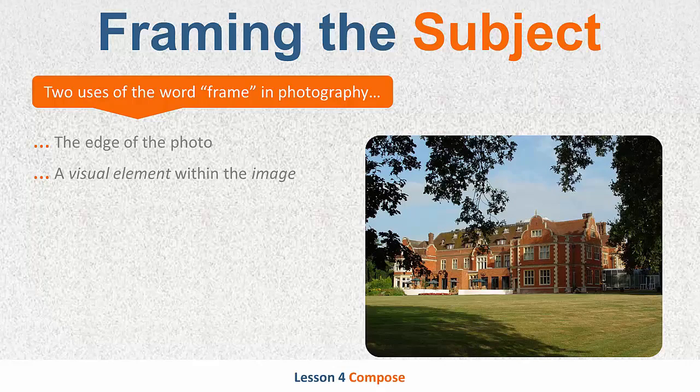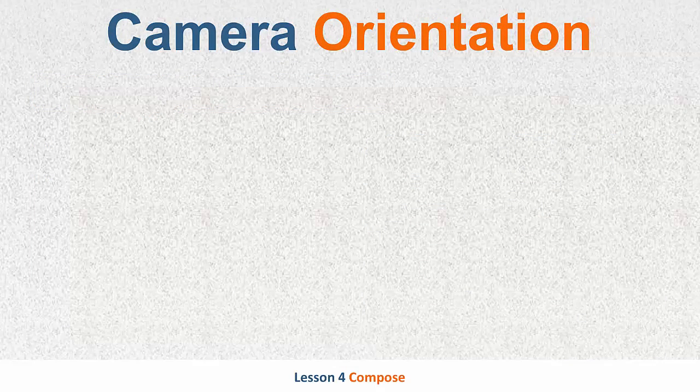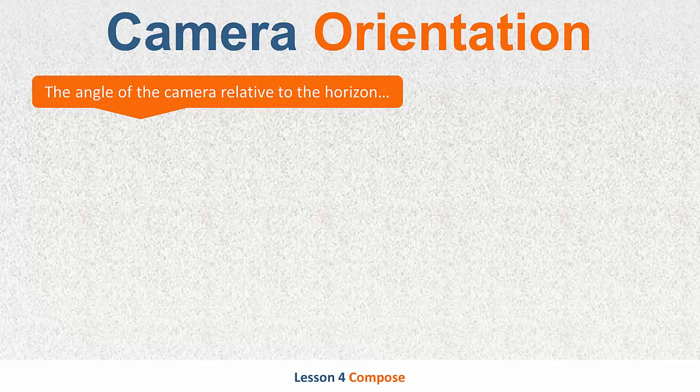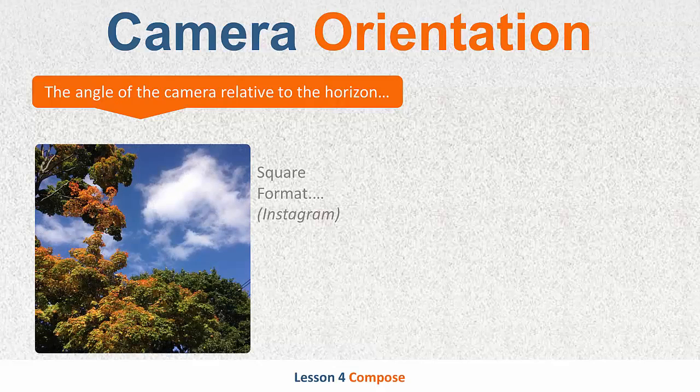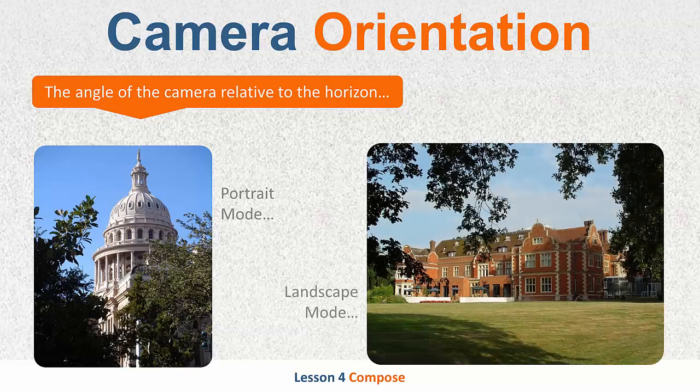There is one other aspect of compose that was demonstrated by the last two photos, and that's the orientation of the camera. Let me show you. Camera orientation refers to the angle of the camera relative to the horizon. If you are shooting only for Instagram, then you can use a square format, such as this, and therefore the camera orientation doesn't make any difference. Typically, though, the image is rectangular. If it's vertical, it's called portrait mode, and if it's horizontal, landscape mode.